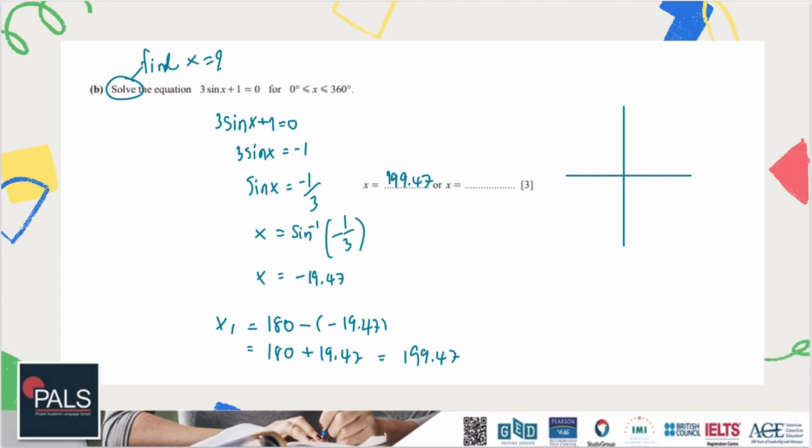Okay, the next one, we will find the next answer from the last quarter, right? In this part, this is the function all: sine, cos, and tan. So next is 360 minus the first angle, 19.47, which is 340.53. Okay, why is it not in all and sine? Why in cos and tan?